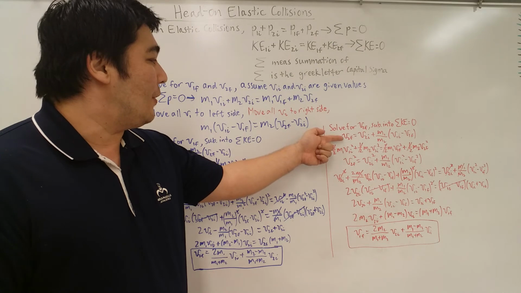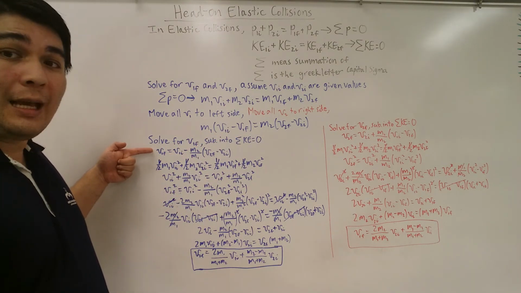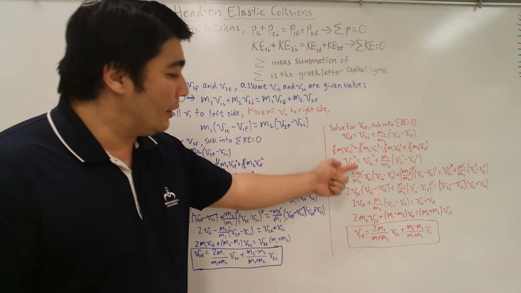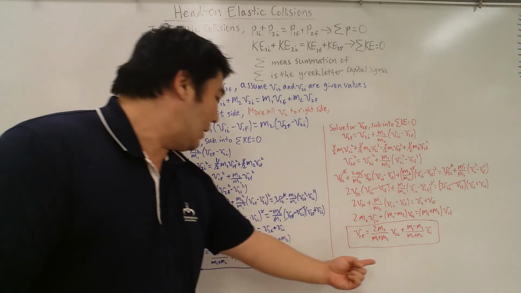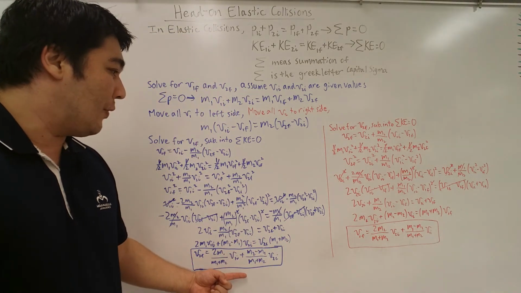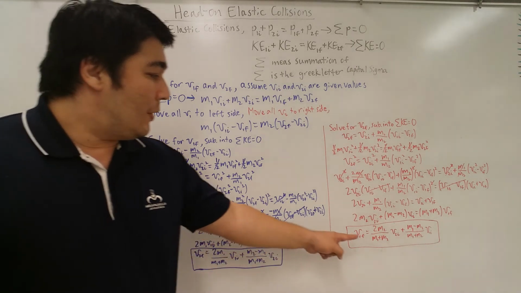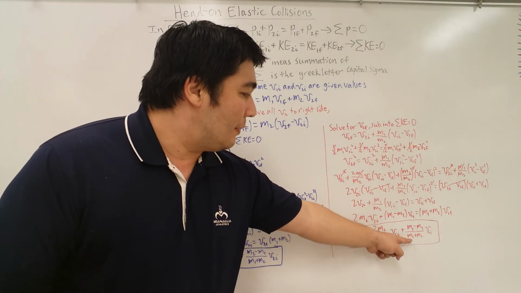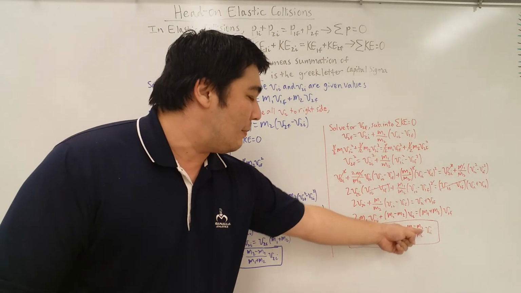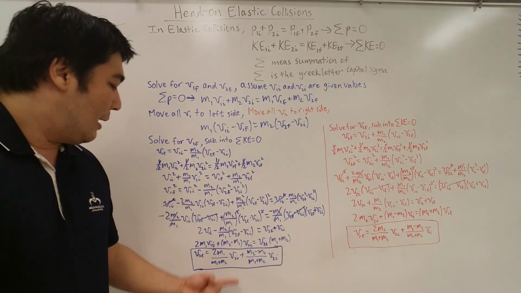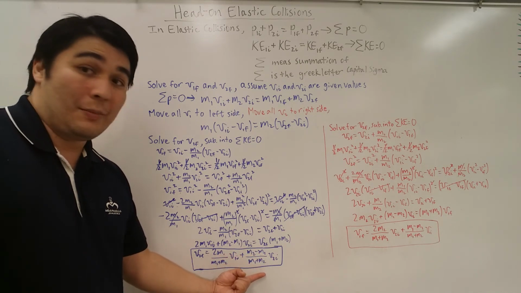But I started with V2 final, solving for it. It looks pretty much the same as this one. And then I go through all of the same types of steps again, and what you notice is I get pretty much the same relationship. However, there is one difference, and I do want to point that out. If you notice over here, this V1 initial term has M1 minus M2 over M1 plus M2. This one has M2 minus M1 over M1 plus M2.